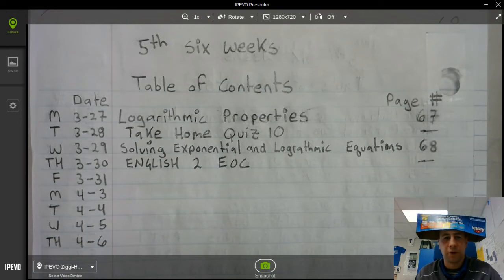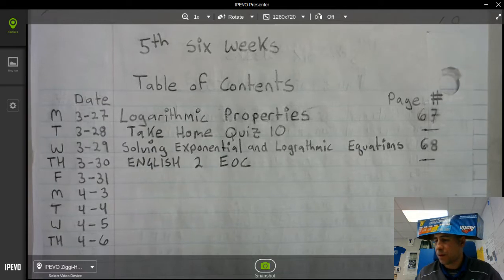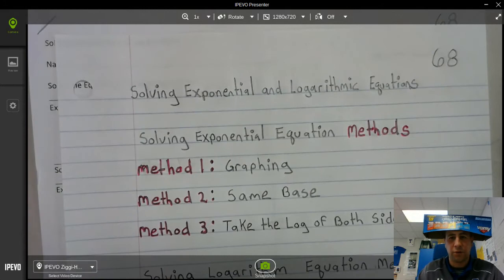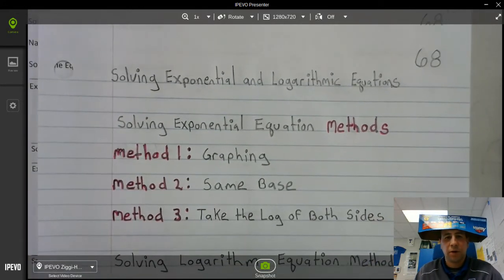So, pause the video and update your table of contents. All right, now your table of contents are updated. Let's take a look at our notes. All right, so we're solving exponential and logarithmic equations, and that's going to be on page 68.